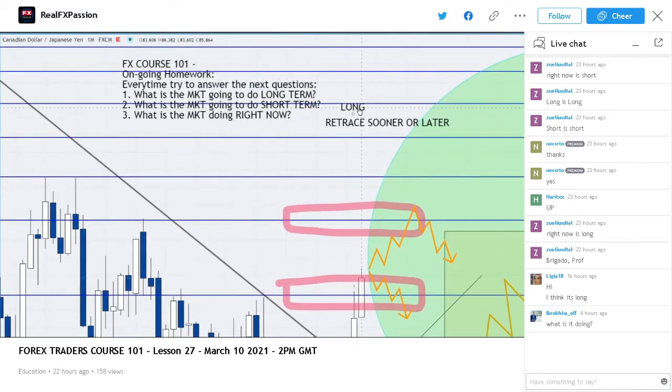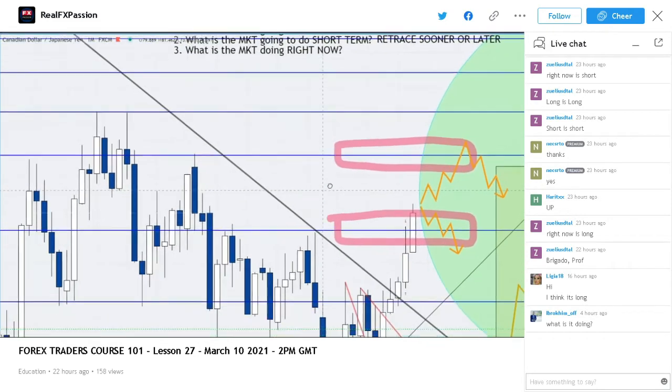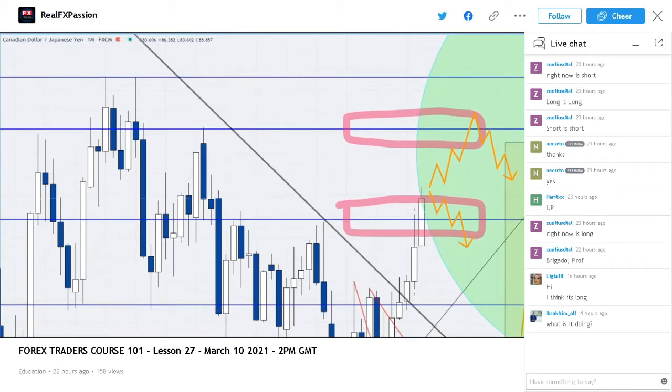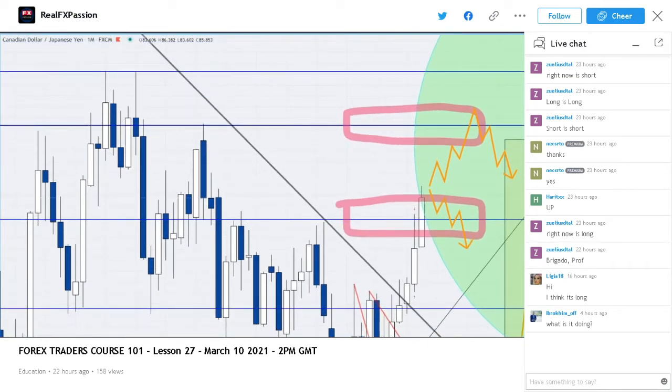So what is the market going to do long term on Canada JPY? It's long. We agreed. What is the market going to do short term? Well, the market is going to retrace sooner or later, and bringing all the lessons together, we are using the pivot points to make a prediction. Make sense?